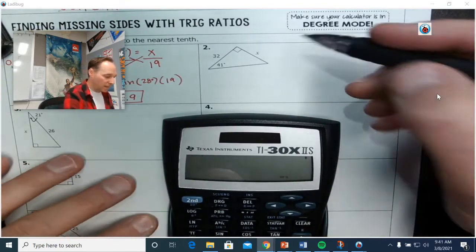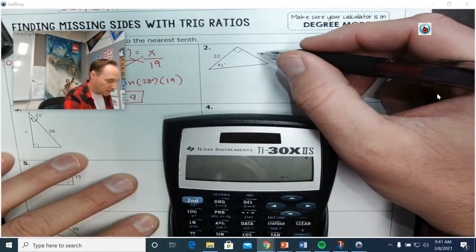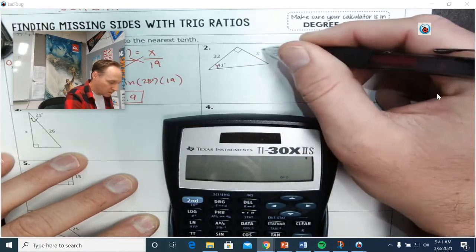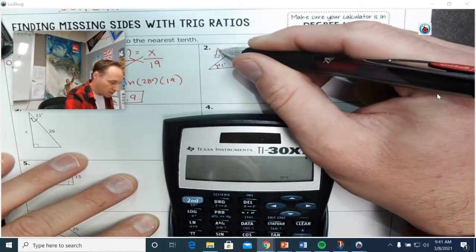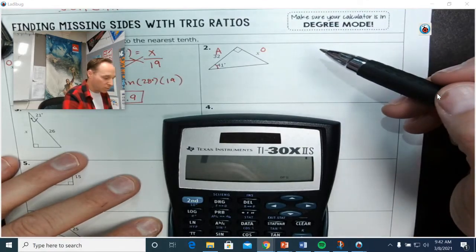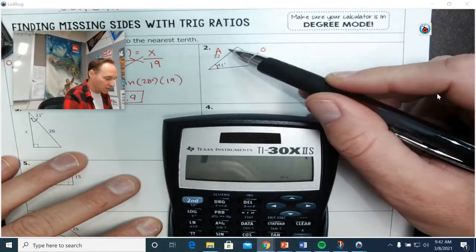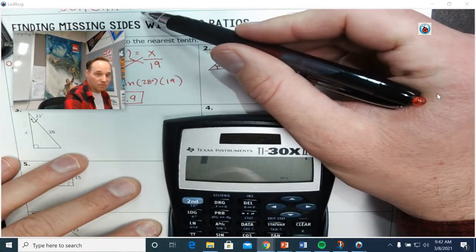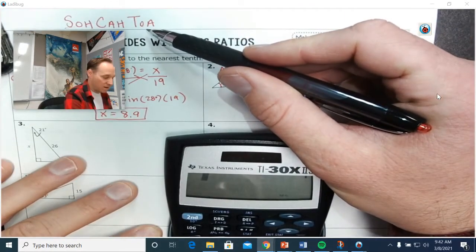Step number 1, I label my sides. Let's see, our reference angle is here, so this is our opposite, and this is our adjacent side. We're missing our hypotenuse. So which ratio uses opposite and adjacent? That's tangent, right there, our tangent ratio.